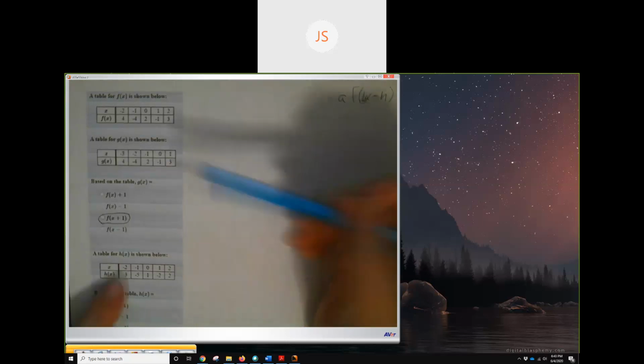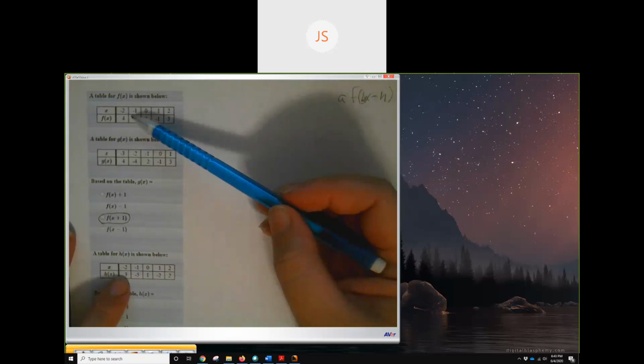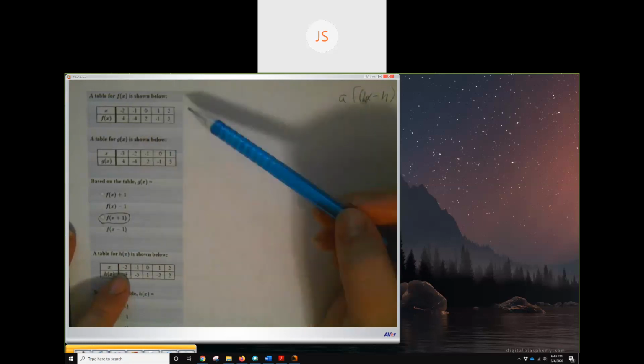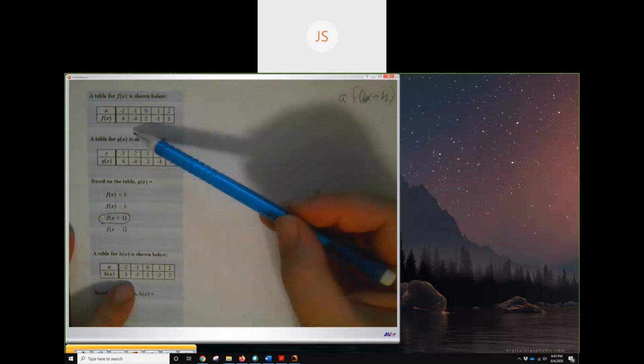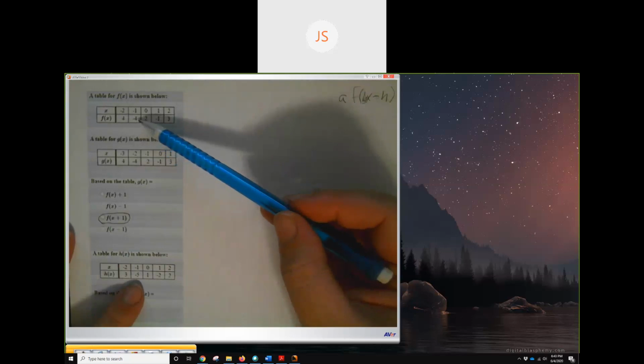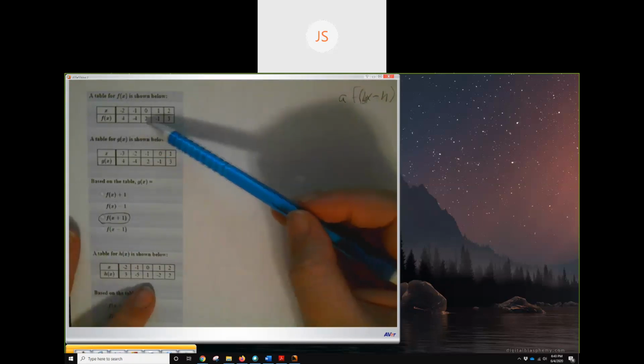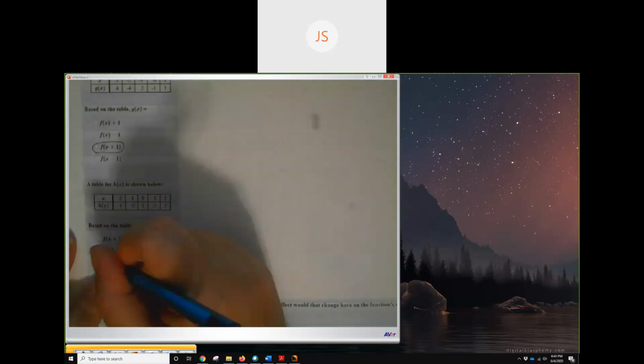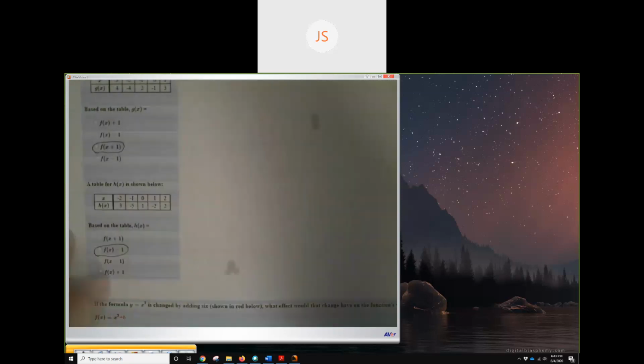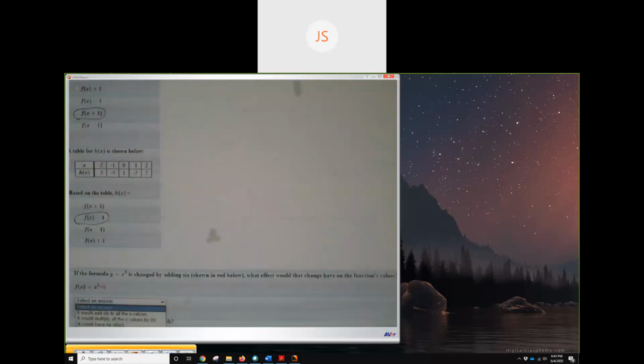Okay, so now here if we're comparing F to H, this time all of my X's are the same, but my Y's have all shifted down 1, from 4 to 3, from -4 to -5, from 2 to 1. So a shift down 1 would be f of x minus 1 with the minus 1 on the outside. So horizontal change is inside the parentheses, vertical change is outside the parentheses.